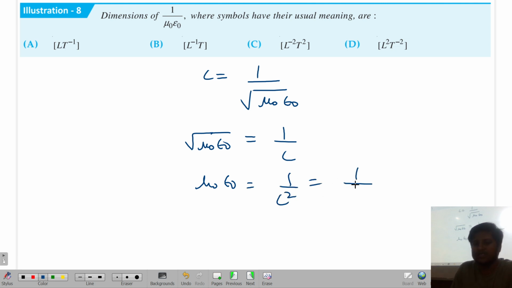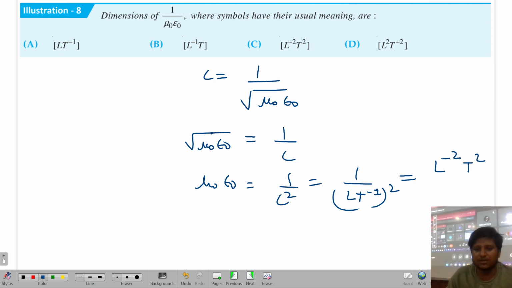So C is what? Speed of light, or not? Speed has one dimension, L to the power of minus 1. Yes or no? L to the power of minus 1 whole square. This will be L to the power of minus 2. Got it? Online, yes or no? Everyone?